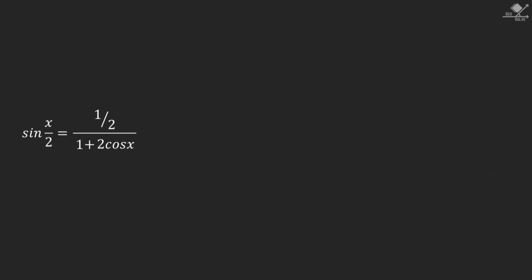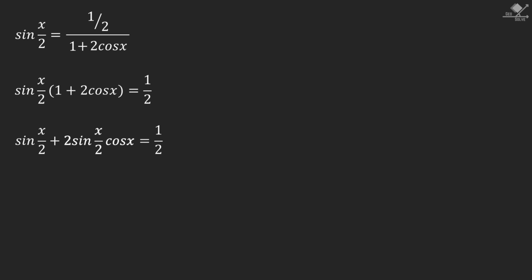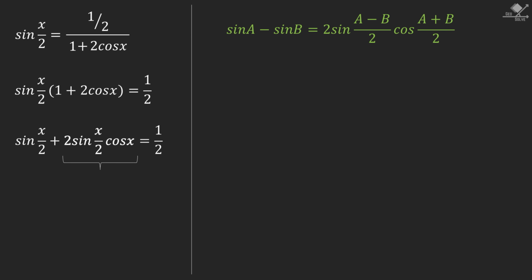Let's clear the screen for now and try to solve this. First, let's cross multiply and get rid of the ugly fraction on the right side. After that, distribute sine x over 2 to the parentheses. Now let's work on this part only. Before that, we should remember this trigonometric formula. If you notice, the right side of the green formula looks very much like our term here.